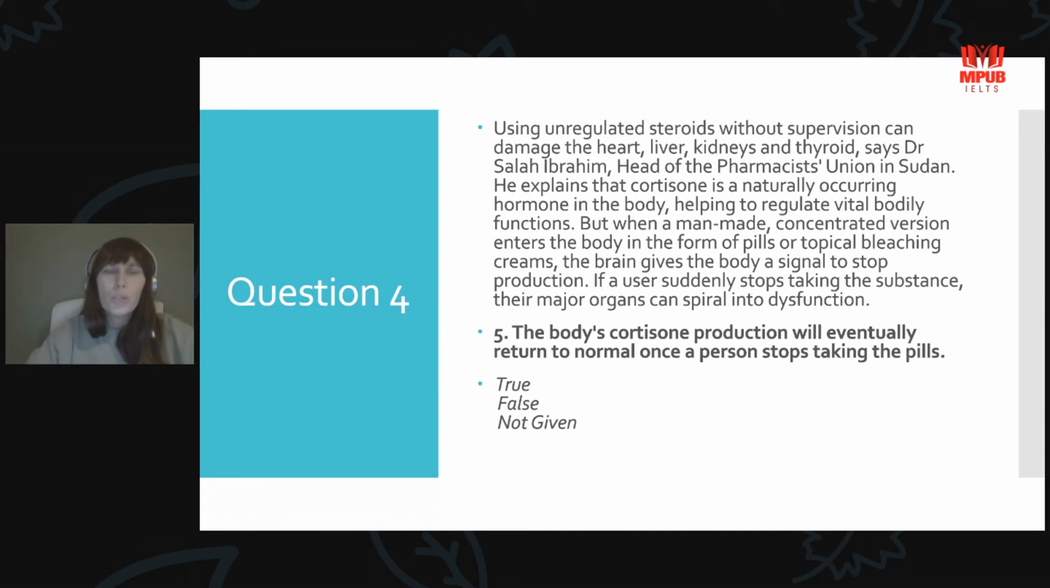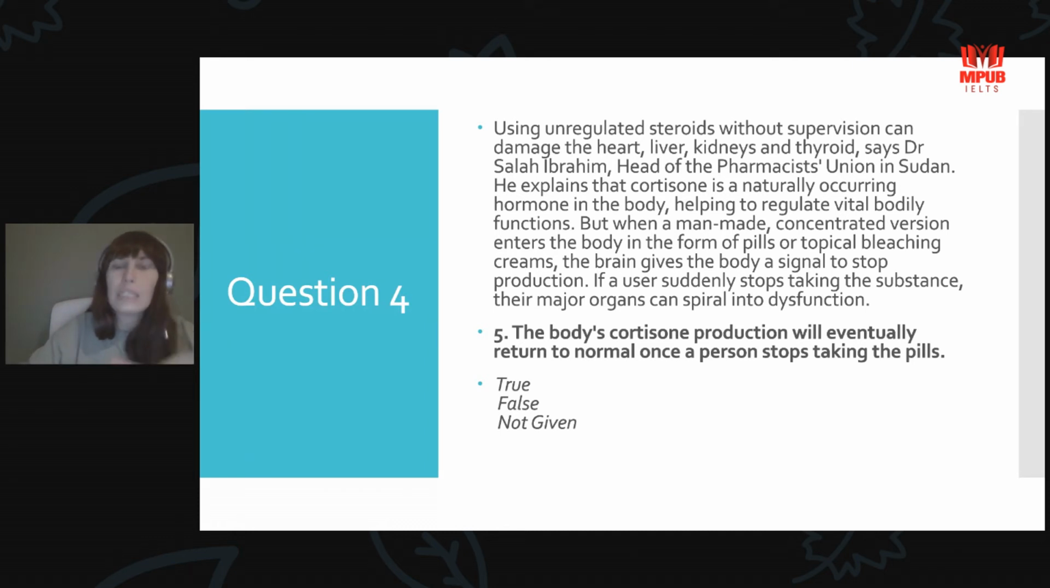So using unregulated steroids without supervision can damage the heart, liver, kidneys, and thyroid, says Dr. Saleh Ibrahim, head of the Pharmacists Union in Sudan. He explains that cortisone is a naturally occurring hormone in the body, helping to regulate vital bodily functions. But when a man-made concentrated version enters the body in the form of pills or topical bleaching creams, the brain gives the body a signal to stop production. So therefore, if a user suddenly stops taking the substance, then their major organs can spiral into dysfunction.